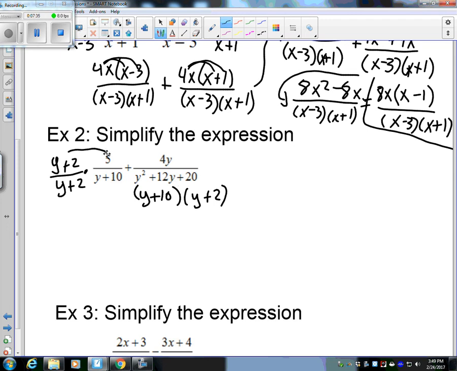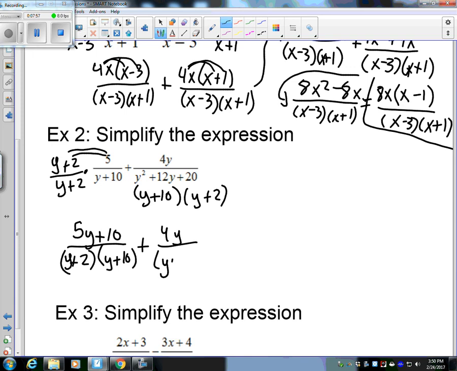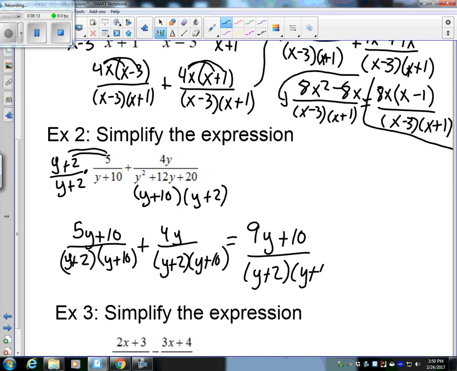I'm actually going to skip a step that I did before, but I'm going to distribute the 5. So it's 5y plus 10 over y plus 2 times y plus 10 plus 4y over the exact same denominator, y plus 2, y plus 10. And now, and you could probably skip this step too, combining your like terms, you have 9y plus 10 on the numerator over the denominator, y plus 2 times y plus 10.